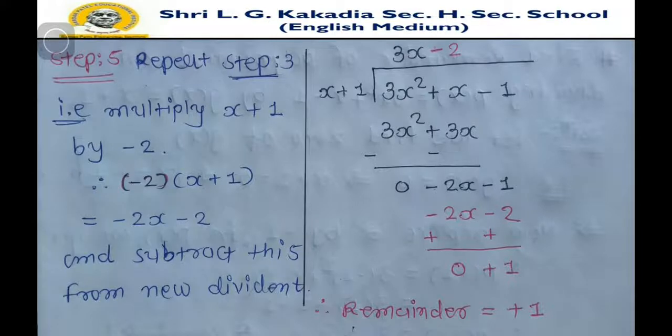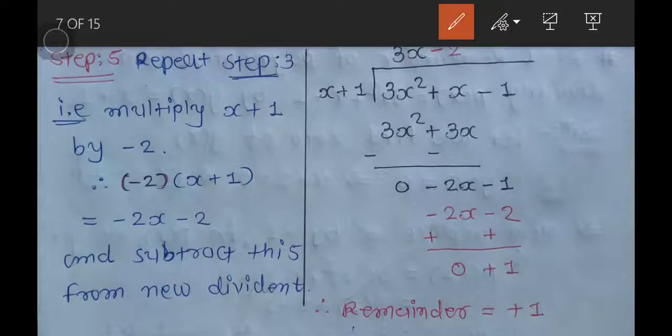So here in step number 5, we repeat step number 3. In step number 5, what do we do? We repeat step number 3. That is, we multiply x plus 1, that is our divisor, by minus 2, the second term of the quotient. So we multiply x plus 1 with minus 2, and we get minus 2 into x plus 1. If we multiply minus 2 into x, that is minus 2x, and minus 2 into 1, that is minus 2.